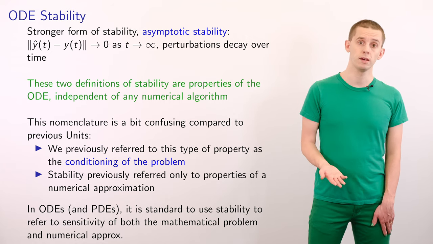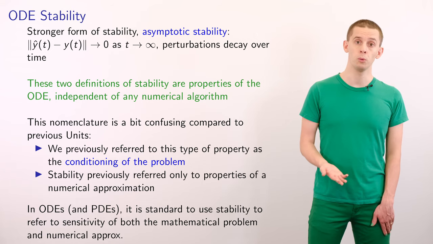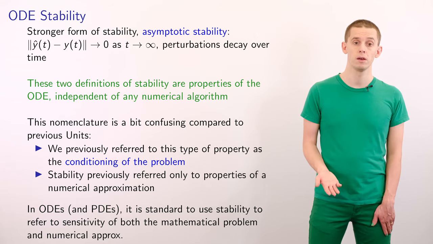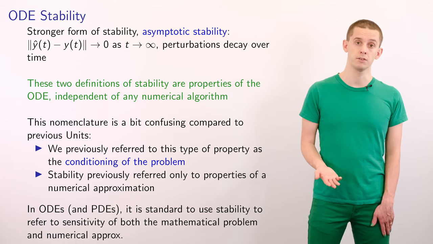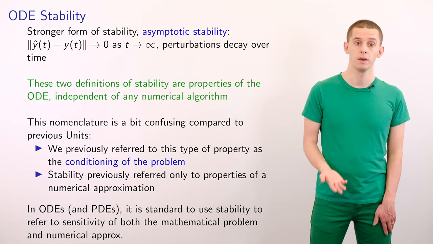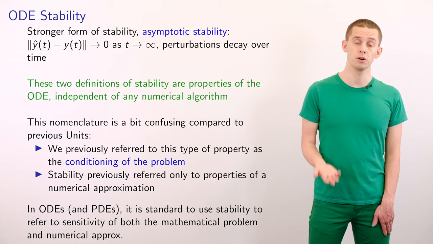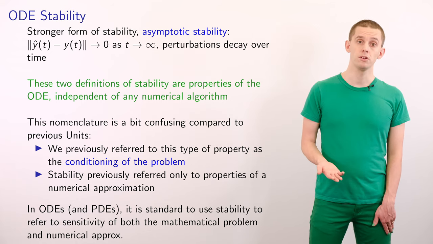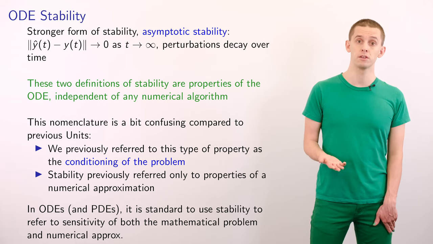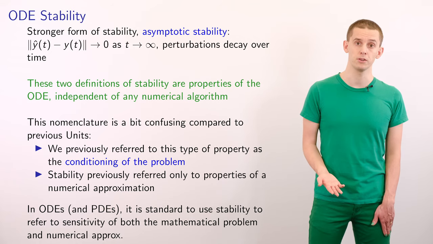And it's worth noting here that the nomenclature is actually a little confusing compared to what we have used in previous units. So previously, when we've been looking at stability, this has often been in the context of the conditioning of the problem. And we were specifically looking at stability in the context of the numerical approximation. In ODEs, and also for PDEs, it's standard to use stability to refer to the sensitivity of both the mathematical problem and also the numerical approximation.